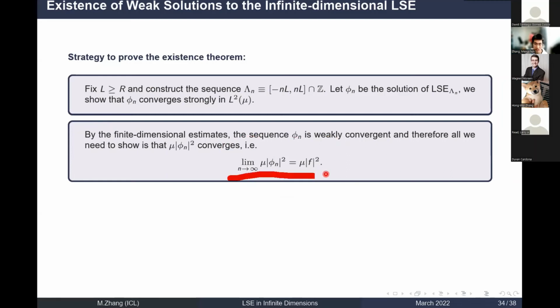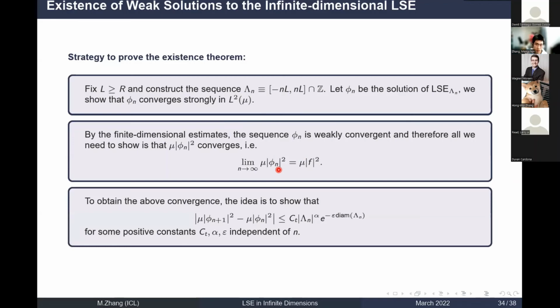So this means as long as we can prove this norm convergence, we can prove that phi n converges strongly in L2 mu. And from there, we will deduce the existence result. But how to prove the convergence of this limit? Well, the idea is to use the Cauchy sequence. Basically, if we can prove that this difference is controlled by some factor which decays exponentially in n, then we're good.